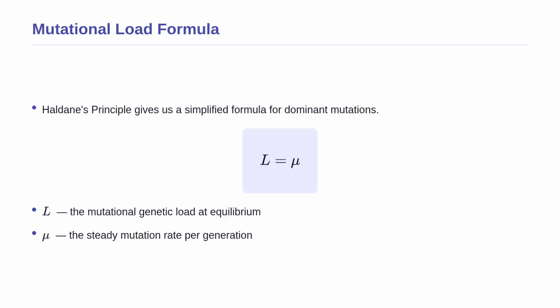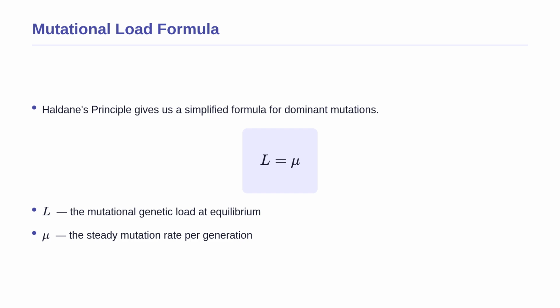This profound idea from Haldane leads us to a very simple but powerful mathematical representation. For a dominant deleterious mutation, the genetic load at equilibrium is exactly equal to the mutation rate. The formula is simply L equals mu. Here, L is the genetic load and mu is the mutation rate. Notice what is missing from this equation. The severity of the mutation does not appear at all. This absence is Haldane's principle in action.